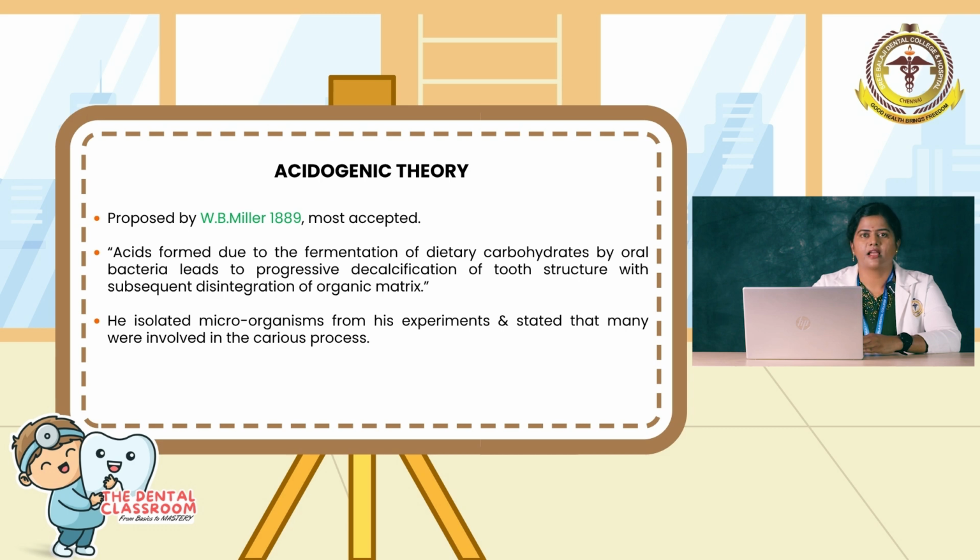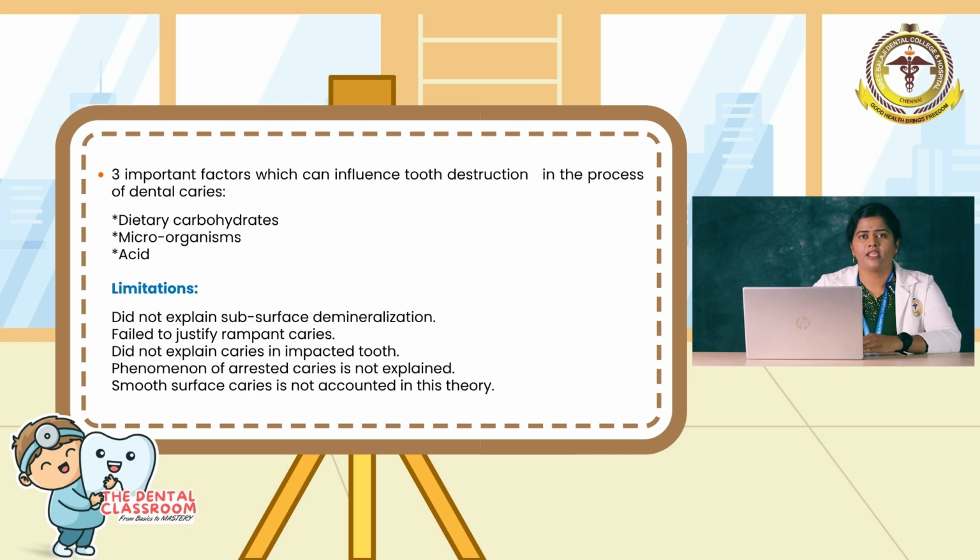They stated that acids formed due to the fermentation of dietary carbohydrates by oral bacteria lead to progressive decalcification of tooth structure with subsequent disintegration of the organic matrix. He also isolated microorganisms from his experiments and stated that many were involved in the carious process. There are 3 important factors which can influence tooth destruction in the process of dental caries. They are dietary carbohydrates, microorganisms and the acid.